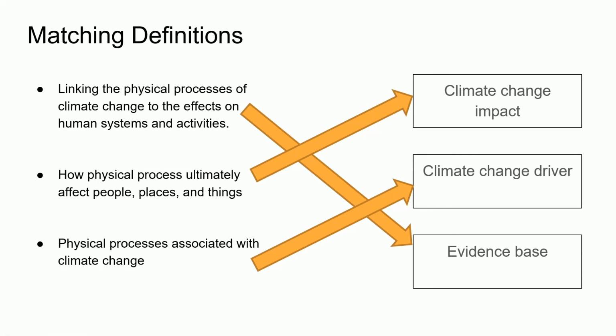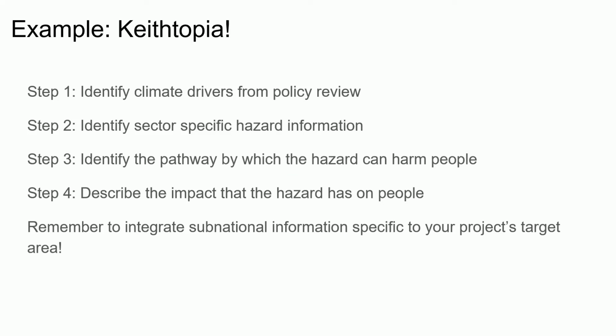So now let's move back to our example of Keithtopia. If you recall from the first part of the module, Keithtopia is a small island developing state, a least developed country. We have decided that we're going to do an agriculture-themed project for climate change adaptation, because that's one of the priorities in the NAP and the National Development Plan, and also the agriculture sector plan. Agriculture is very important. There's lots of vulnerabilities.